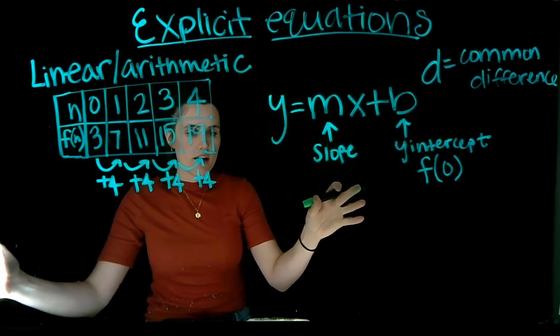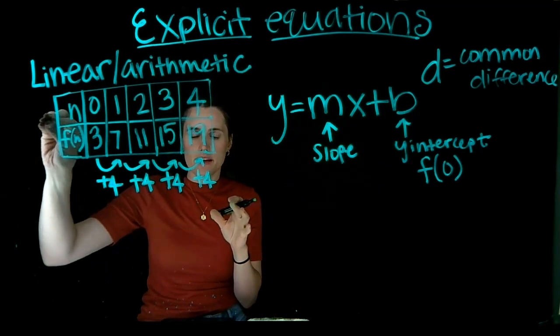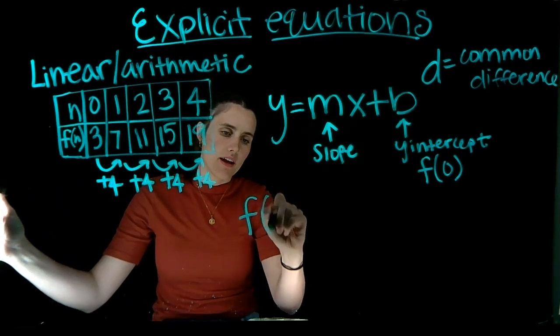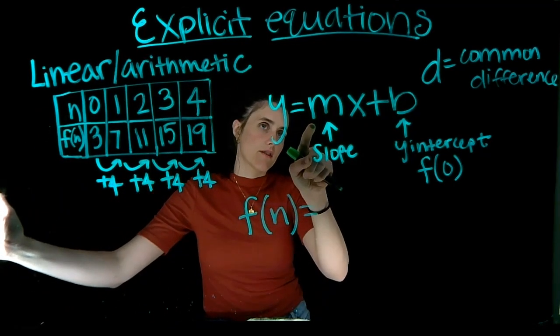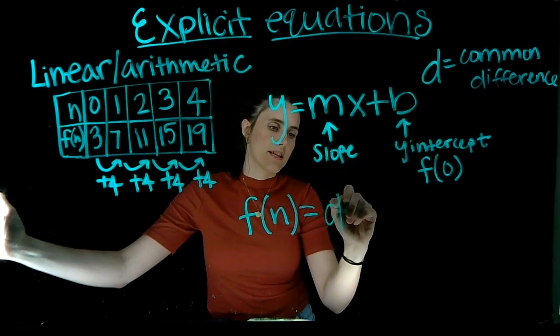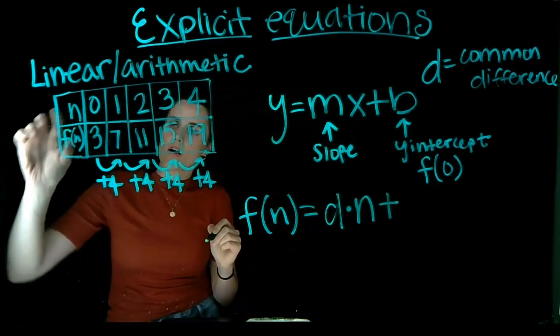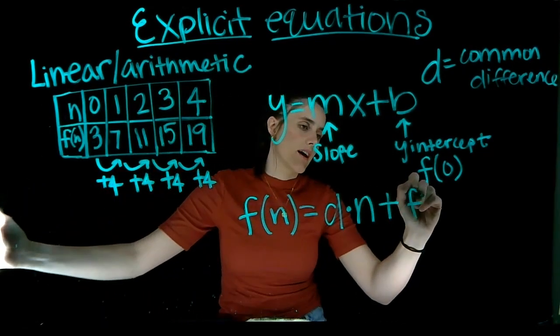If we change out everything from our y equals mx plus b form and replace it with our n and f of n, then we'll have f of n is going to equal, instead of our slope or m, d, which is our common difference, d times n instead of x because we're using n, and then plus our y-intercept, which is f of 0.